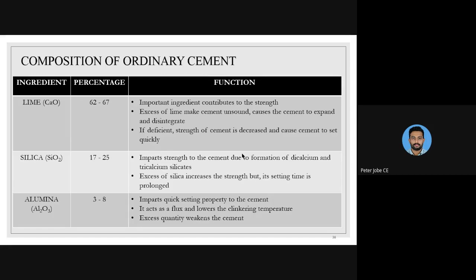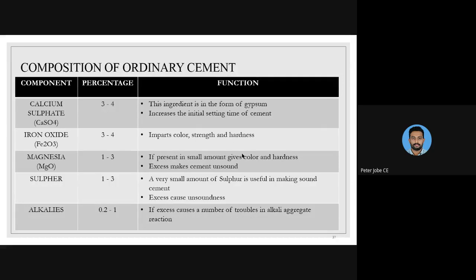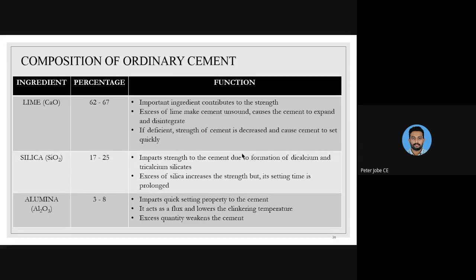So next ingredient is alumina, Al2O3. It imparts the quick setting property of cement. It acts as a flux and lowers the clinkering temperature. The clinkers I will explain in the coming slides. If we add excess quantity, it weakens the cement, and the strength of cement will get reduced. So these three are the main ingredients of cement.